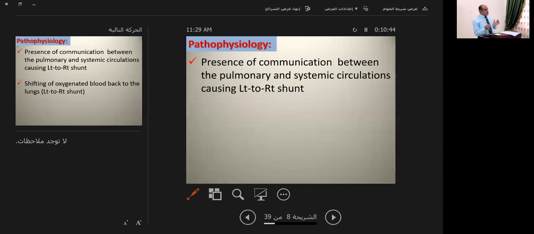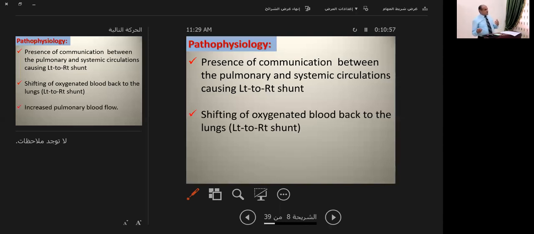Here the pulmonary vascular resistance decreased and the systemic vascular resistance increased, so what will happen? We get a left to right shunt, meaning shifting of oxygenated blood back to the lung. During ejection in systole, all the blood should go through the ascending aorta, then the aortic arch, to the descending aorta. But here part of the blood goes through the ductus, the communication between the two circulations, and returns to the right side. So it will increase the pulmonary circulation much more.